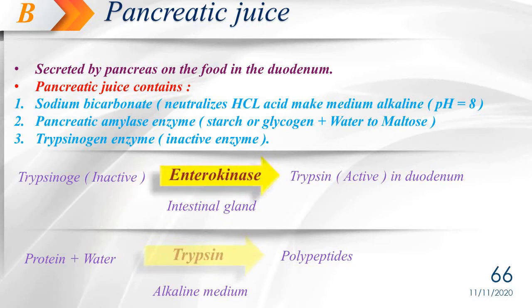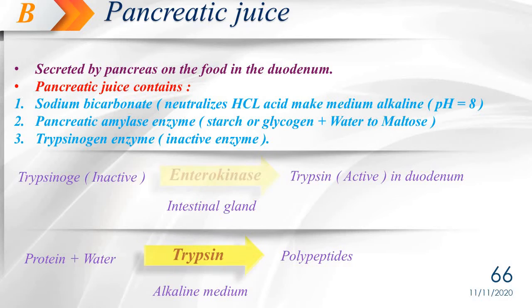Pancreatic juice also contains pancreatic amylase enzyme. We had amylase in the mouth, and here it is called pancreatic amylase. It changes starch into maltose, completing the digestion. It also contains trypsinogen, which is in inactive form.